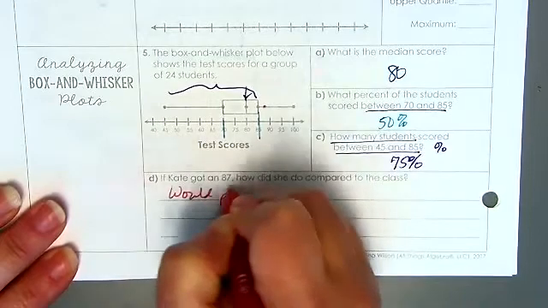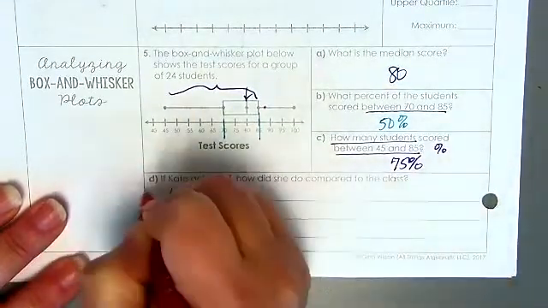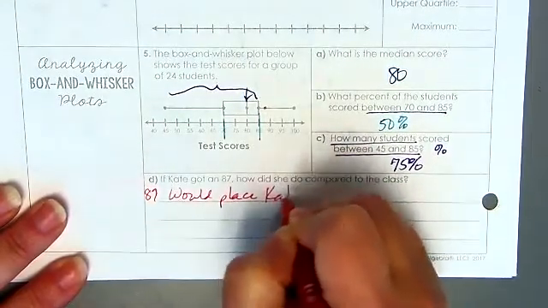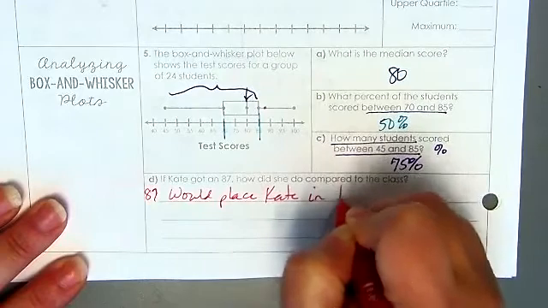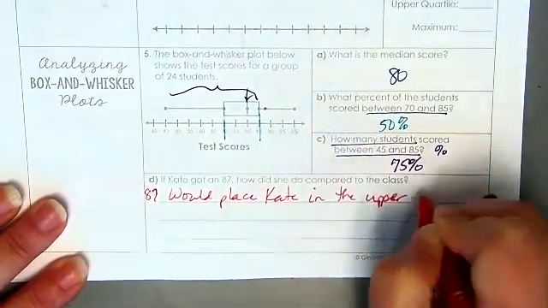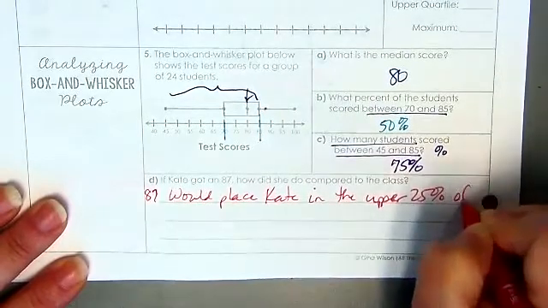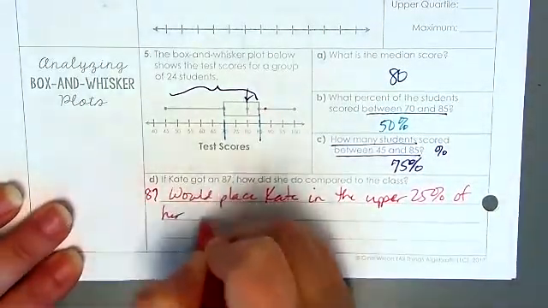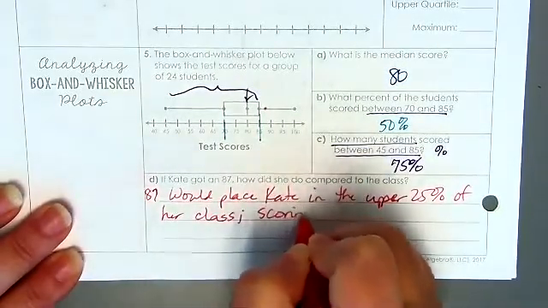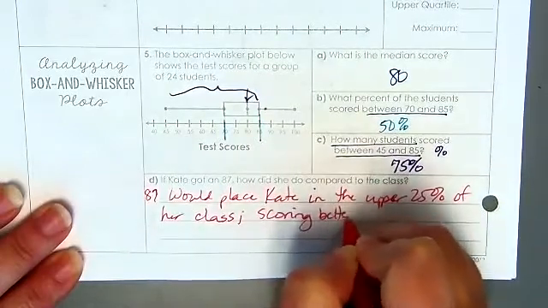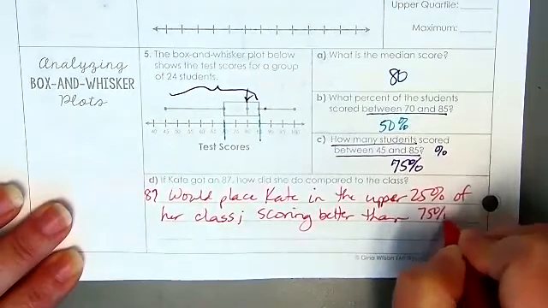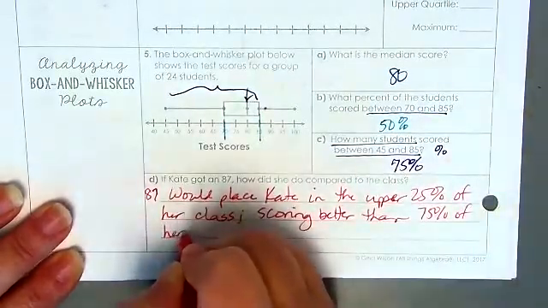This would place 87 would place Kate in the upper 25% of her class, scoring better than 75% of her classmates.